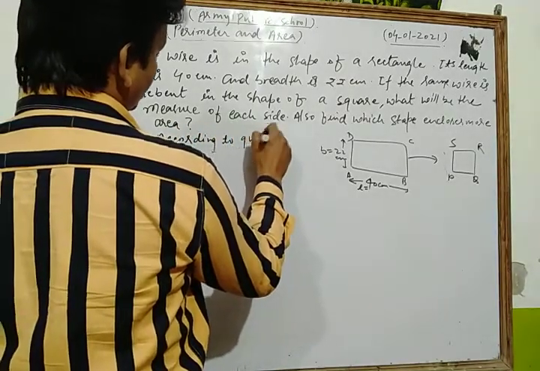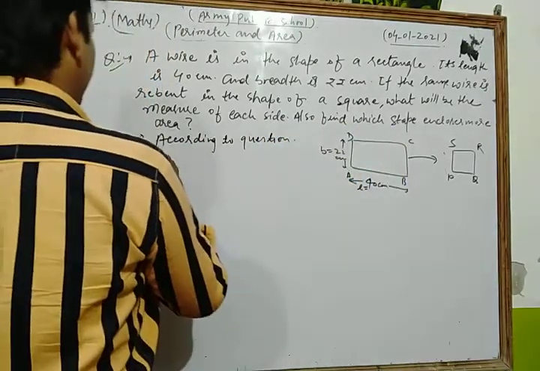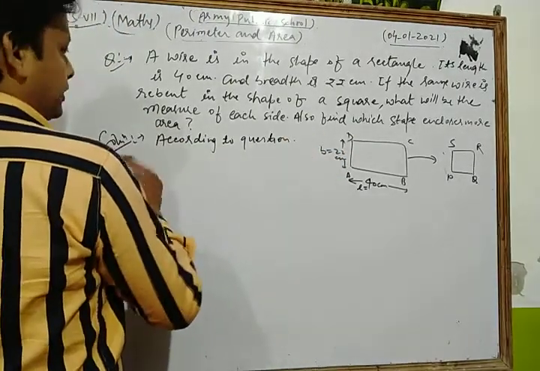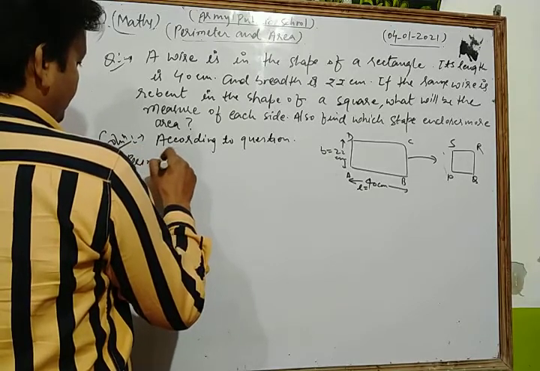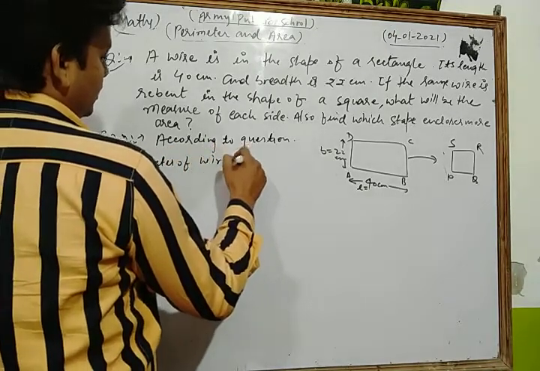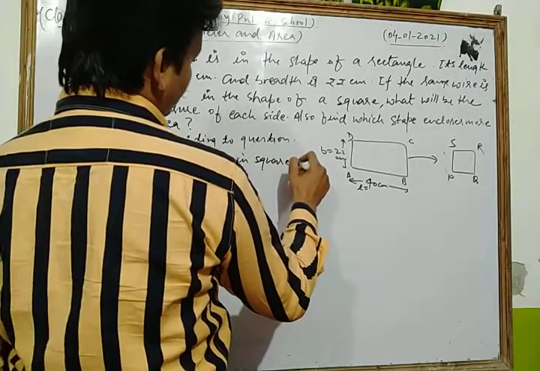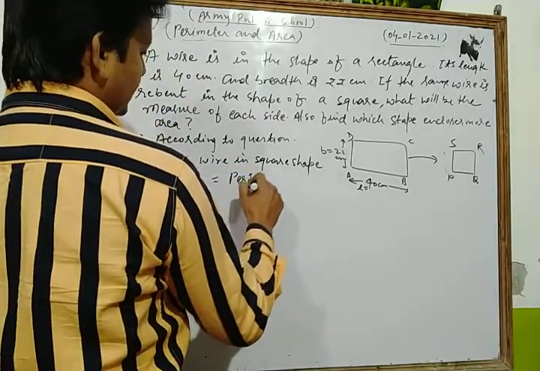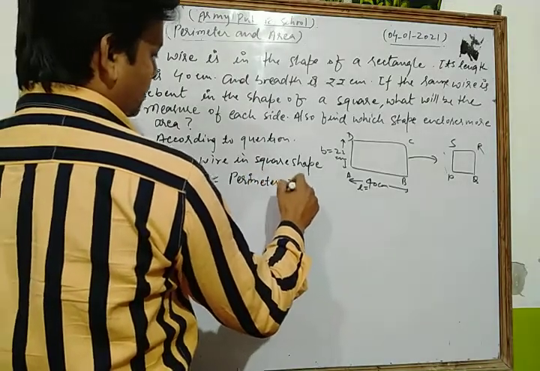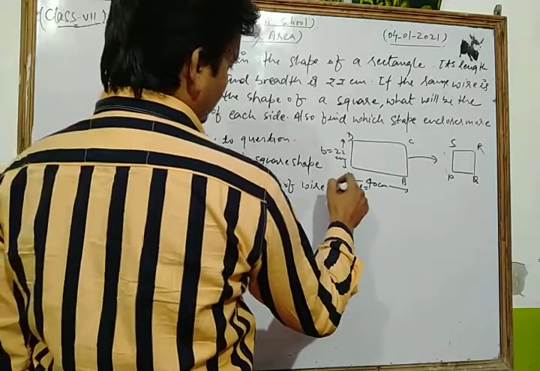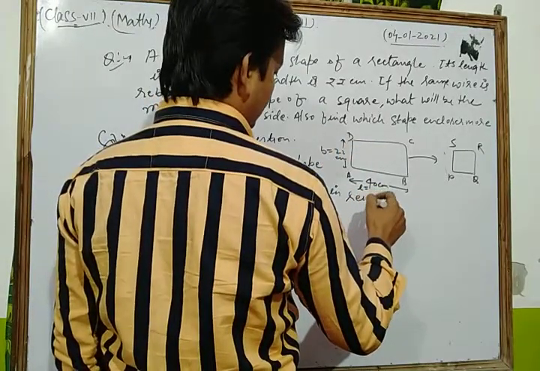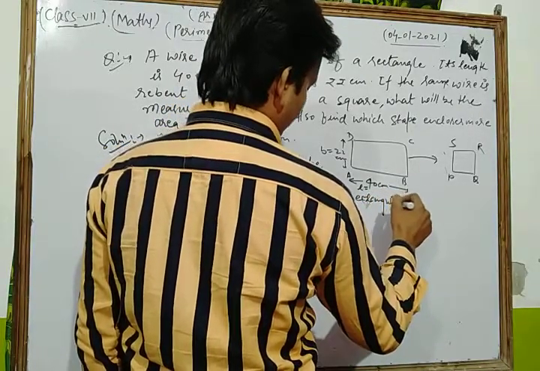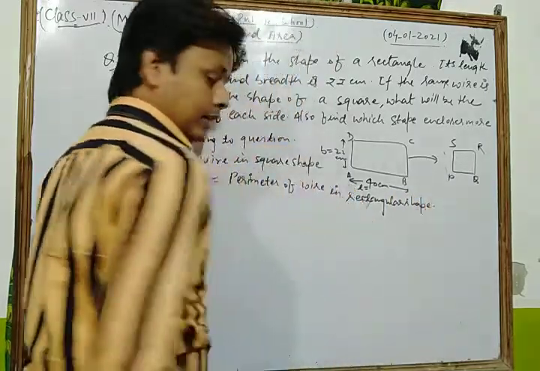Now here, first of all, according to the question, the perimeter of wire in square shape is the same as the perimeter of wire in rectangular shape. Okay, dear students.